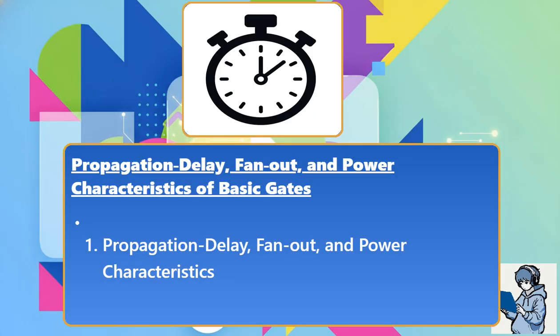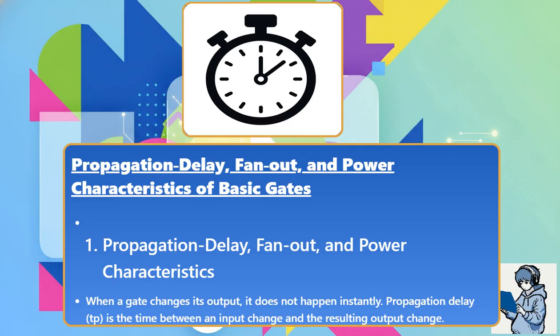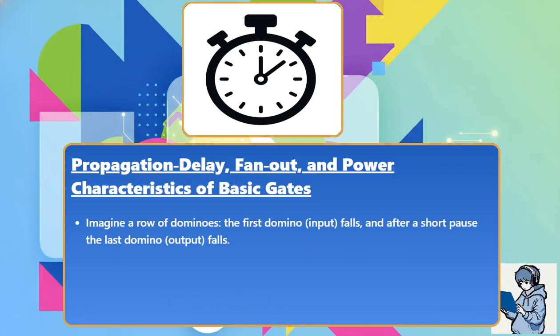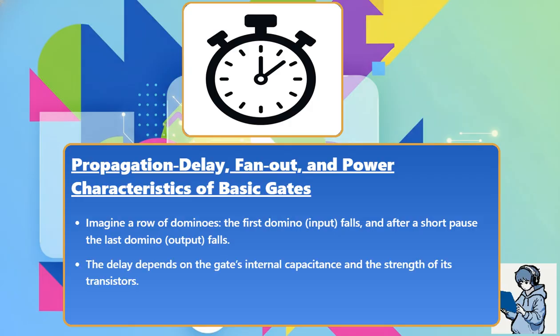Topic 5: propagation delay, fan-out, and power characteristics. When a gate changes its output, it does not happen instantly. Propagation delay, tP, is the time between an input change and the resulting output change. Imagine a row of dominoes. The first domino, the input, falls, and after a short pause, the last domino, the output, falls. The delay depends on the gate's internal capacitance and the strength of its transistors.